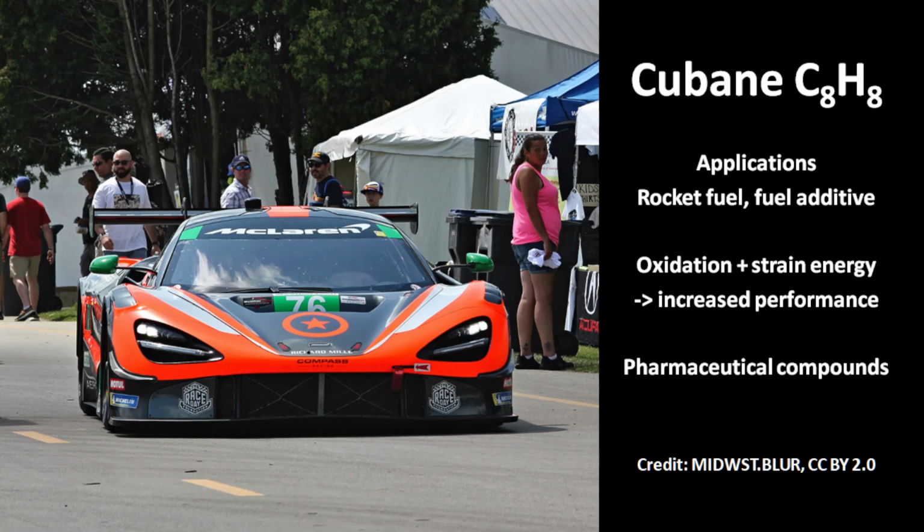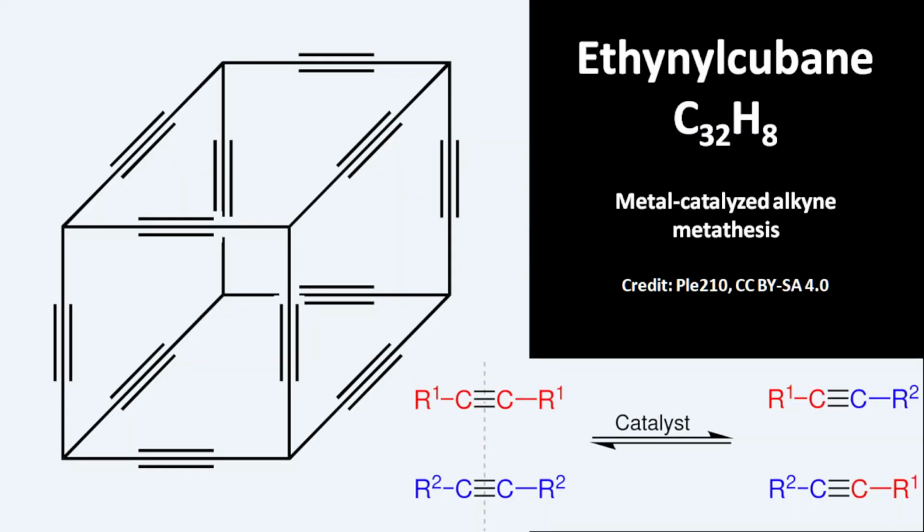Cubane is also interesting as a basic structure for pharmaceutical compounds because it has the same size as benzene. Another interesting molecule with a cube structure that has not been synthesized yet is C32H8. One potential path to this compound is the metal-catalyzed alkyne metathesis reaction.